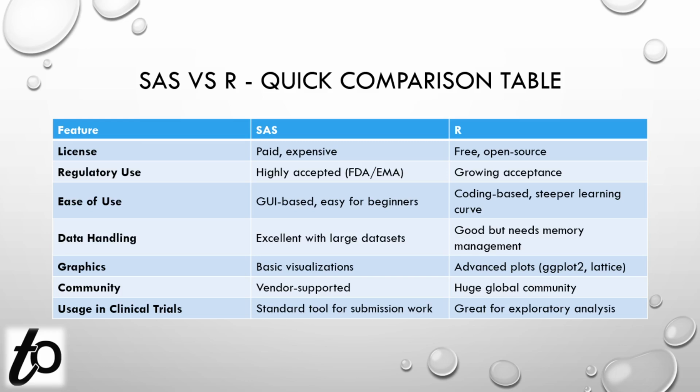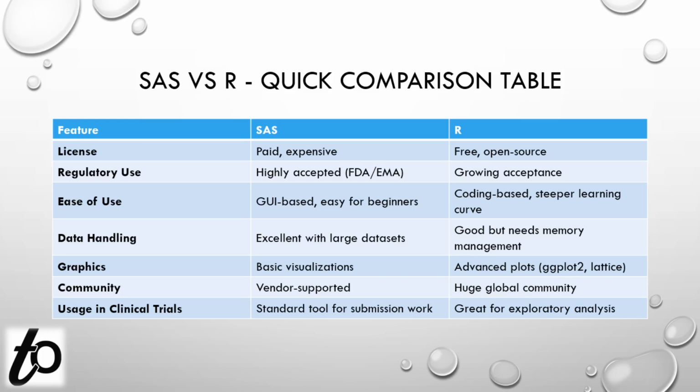For regulatory acceptance, SAS is highly accepted by the FDA and EMA. R is accepted but still growing in regulatory settings. For data handling, SAS handles large datasets easily. R is good, but large datasets need careful memory handling. For graphical power, SAS has basic graphs, whereas R has advanced, high quality visualizations, with ggplot2 as a library you can install. And for community support, SAS is a king.